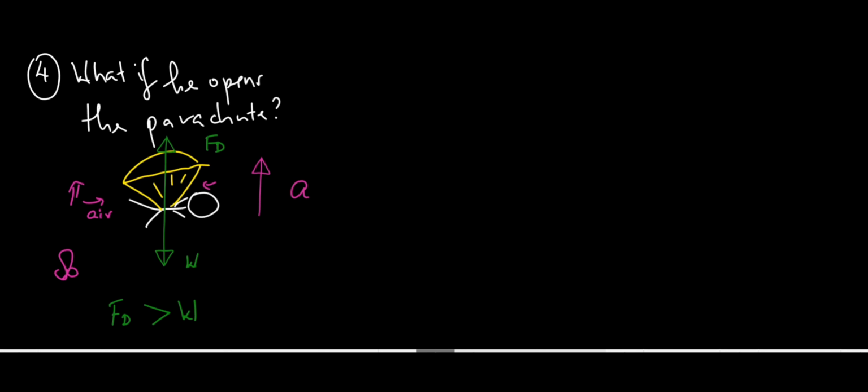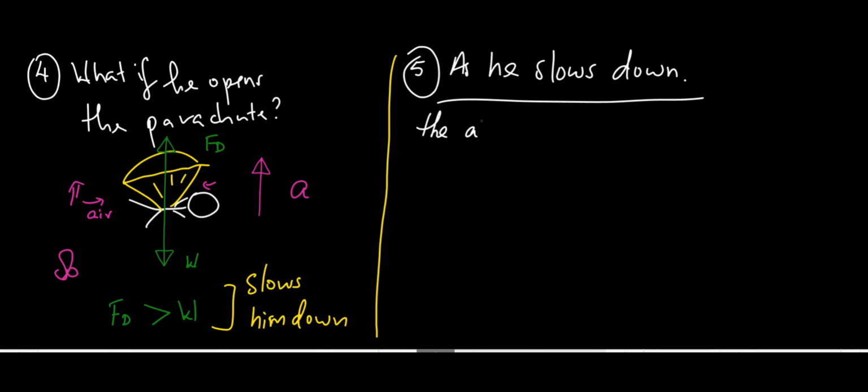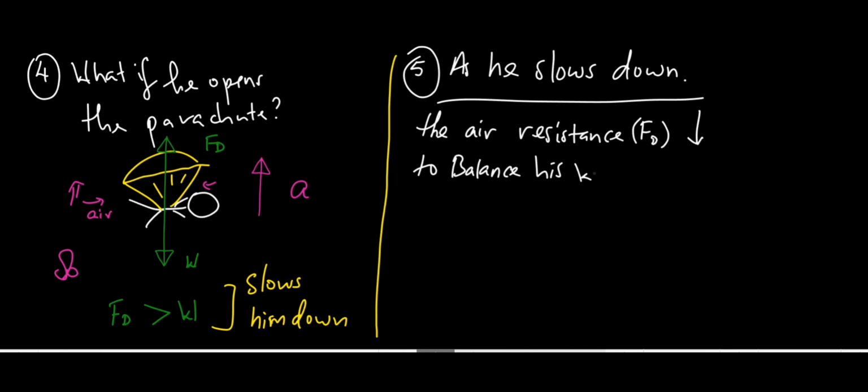What does that mean with acceleration? When his drag force now overcomes his weight, he accelerates upwards. So his previous descent is now slowed down. What happens next? Well, his air resistance decreases, in this case, to now balance his weight once again. The skydiver therefore reaches a new but lower terminal velocity, where both air resistance or drag force and weight are now equal to each other, making the net force zero again.